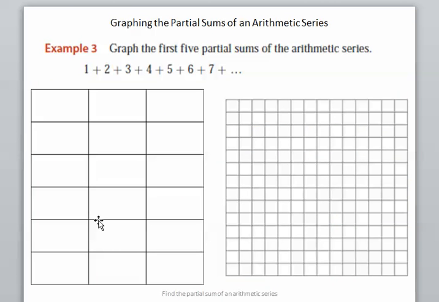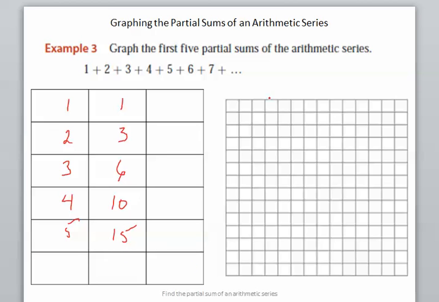One more thing here. Let's look at this. It says the graph of the first 5 partial sums of an arithmetic series. They want us to actually do some graphing here. Okay? So if we were just adding up the first term in this partial series, we'd get 1. The first 2 terms, we'd get a 3. The first 3 terms, we'd get a 6. The first 4 terms, we'd get 10. The first 5 numbers, we'd get a 15.